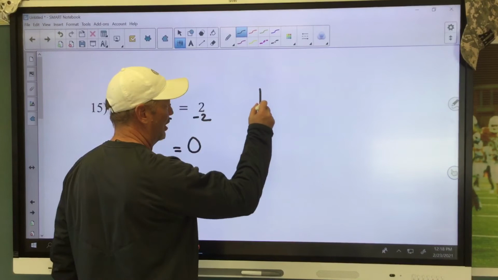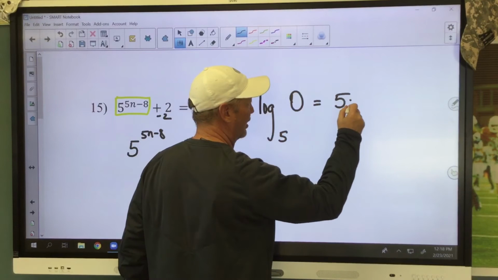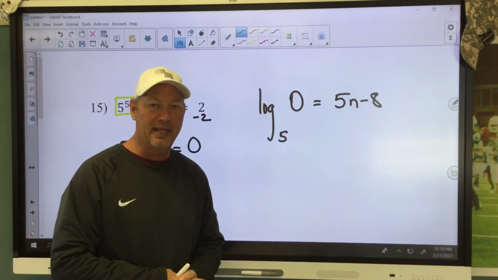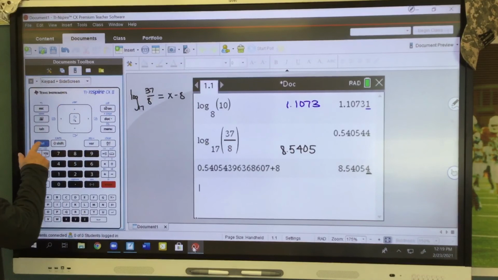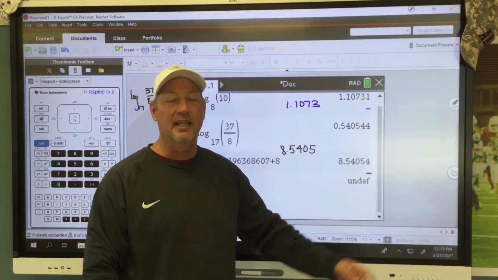Log base 5, change partners, equals 5n minus 8. Hopefully you recognize what we've been saying is that you cannot take the log of 0. But let's say someone didn't catch this, and they go to the calculator and try control log base 5 of 0, and they hit enter, it's going to tell us that it's undefined. And then they're going to remember, oh yeah, I cannot take the log of 0.